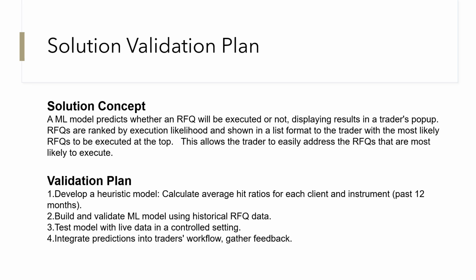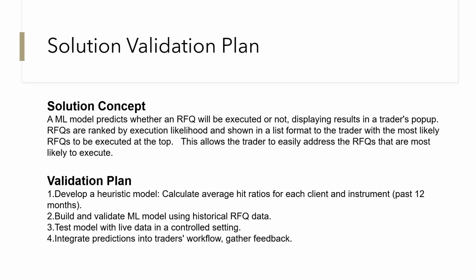So the solution concept is that a machine learning model predicts whether an RFQ will be executed or not, and displays this result to the trader when the request comes in. The RFQs, or the requests, will be ranked by execution likelihood and shown in a list format to the trader, with the most likely RFQs to be executed at the top of the list. This allows the trader to easily address the RFQs that are most likely to execute, and ones which are less likely to execute will drop to the bottom of the list.